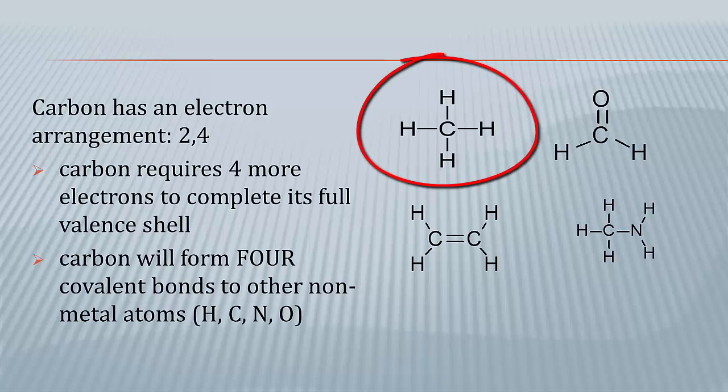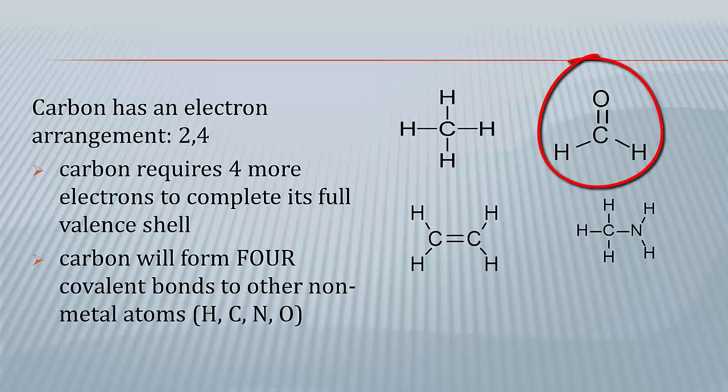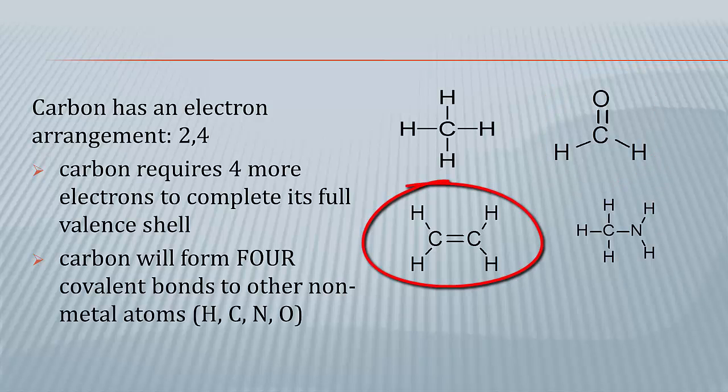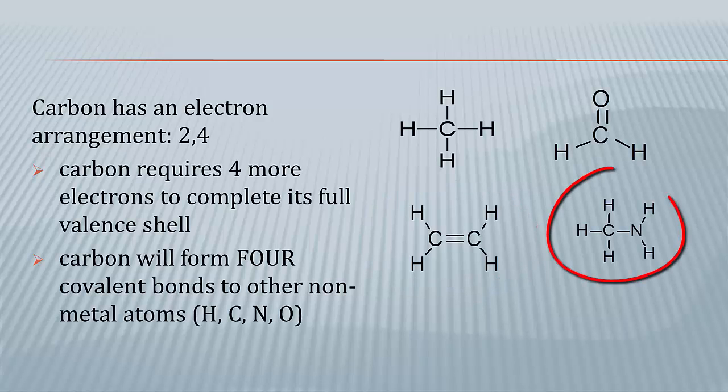This first molecule is methane. As you can see, it has 4 covalent bonds to 4 hydrogen atoms. This molecule is formaldehyde. Again, 4 covalent bonds around the carbon, including 1 double bond to an oxygen atom. This molecule is ethene. Each carbon in this molecule has 4 covalent bonds around it, including the double bond to the carbon atom. This molecule is aminomethane. Again, 4 bonds around the carbon, including 1 single bond to a nitrogen atom.